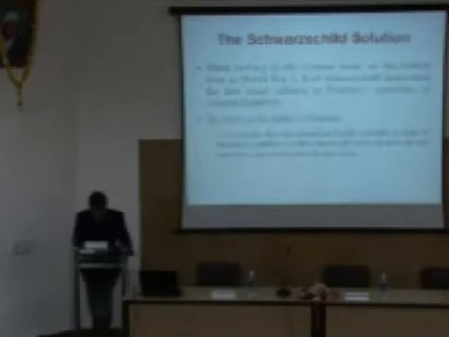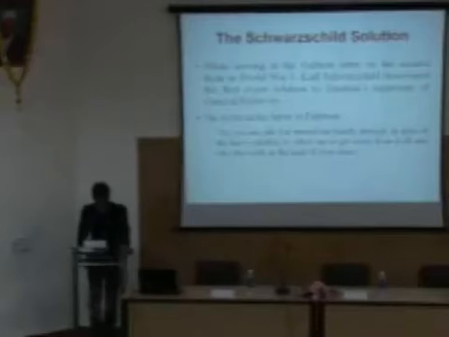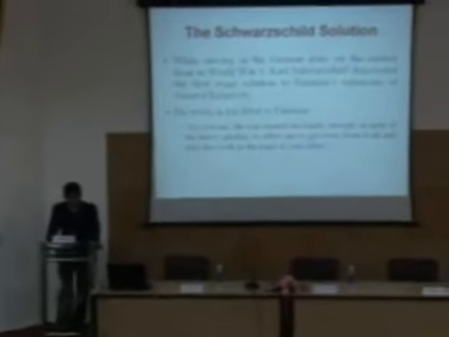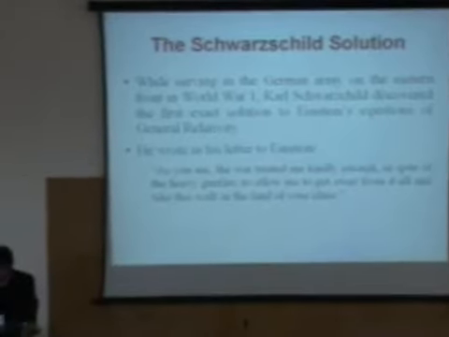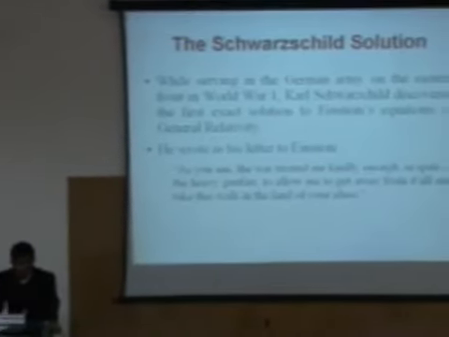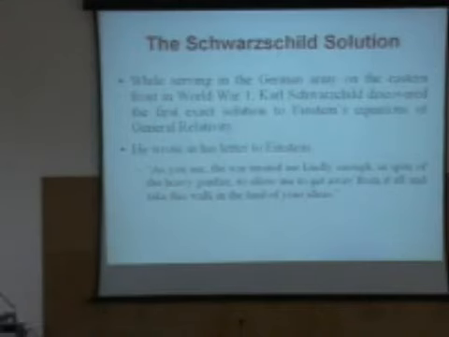So the story begins in World War I. While serving in the German army on the Eastern Front, Karl Schwarzschild discovered the first exact solutions to Einstein's equations of general relativity. As he wrote, "As you can see, the war has treated me kindly enough, in spite of the gunfire, to get away from it all and take this walk in the land of your ideas."